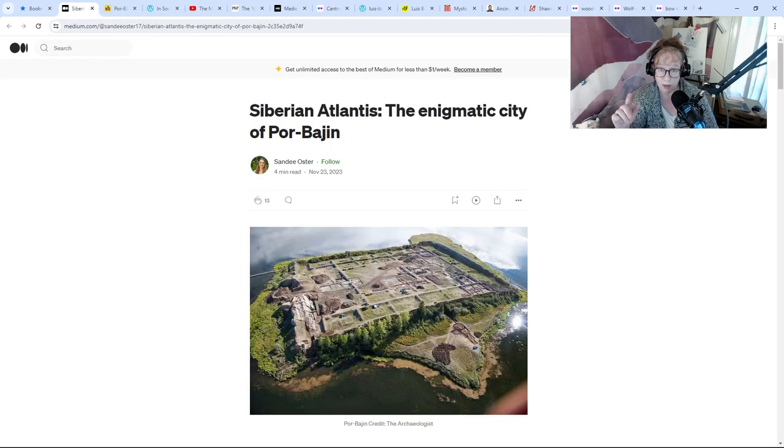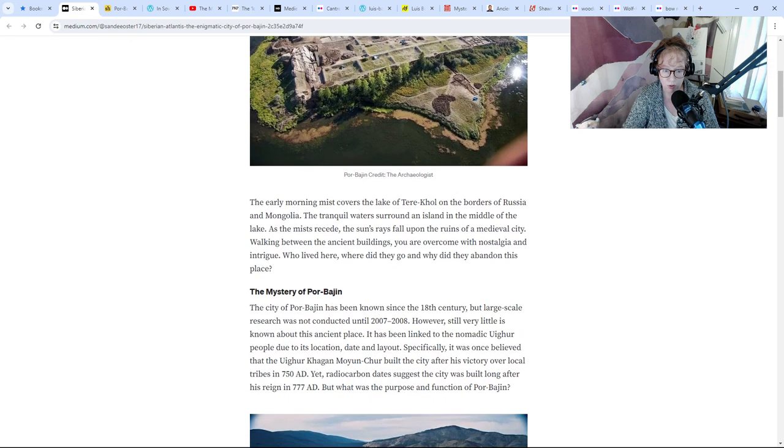But going back to Siberia, there is another place in Siberia that is presumed to be Atlantis. This is the enigmatic city of Por Baijin. This is an overhead view of Por Baijin. What we're looking at are the remains of structures.